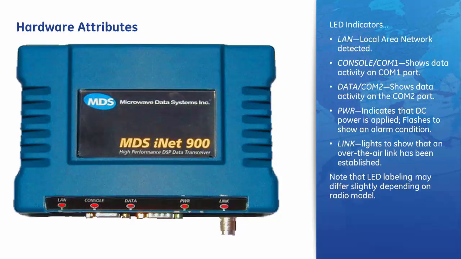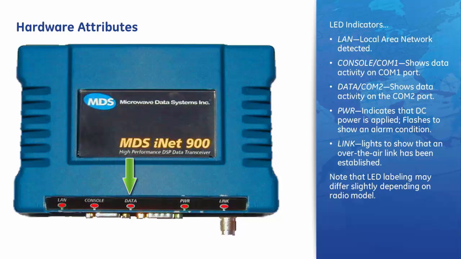Let's take a close-up look at the LED indicator panel. From left to right, we have the LAN indicator, which lights to show that a locally connected area network has been found. It blinks to show data activity being transmitted and received on the network. In some cases, the LED may glow dimly to indicate heavy network traffic. The COM1 or console LED blinks to show transmit-receive data activity on the radio's COM1 connector. This port is used for attaching a configuration PC to manage the radio.